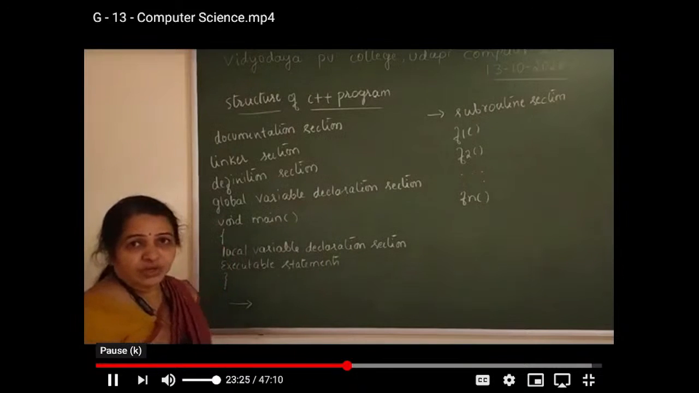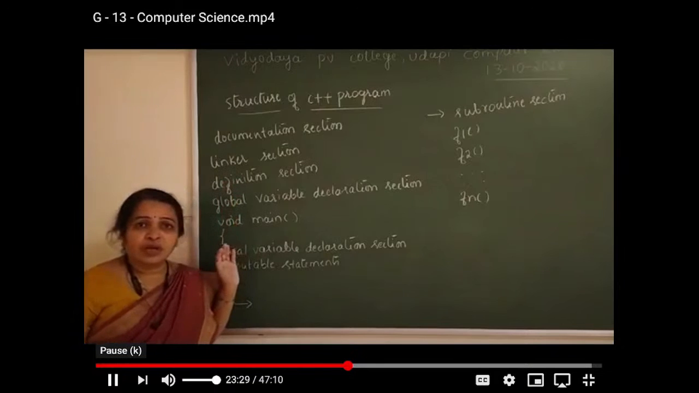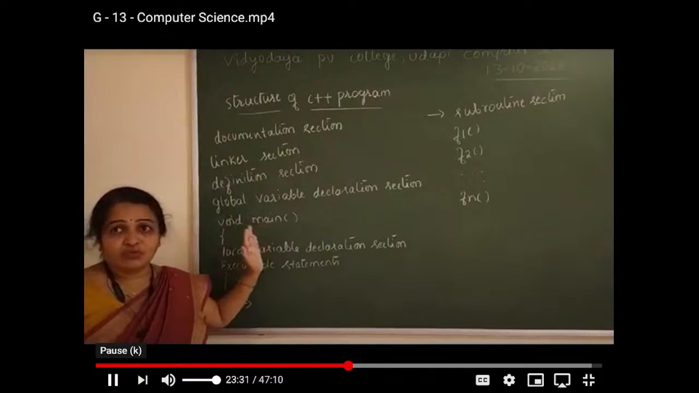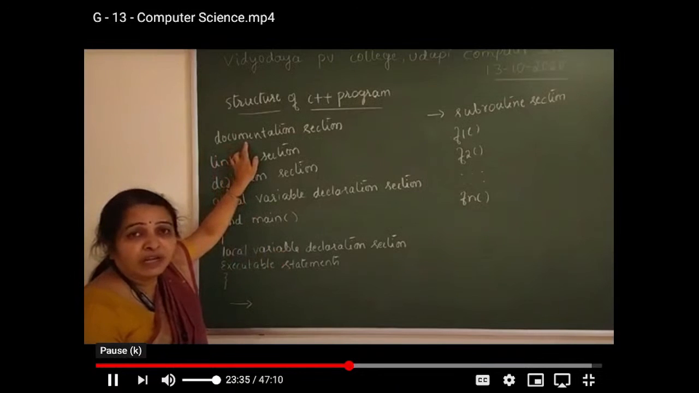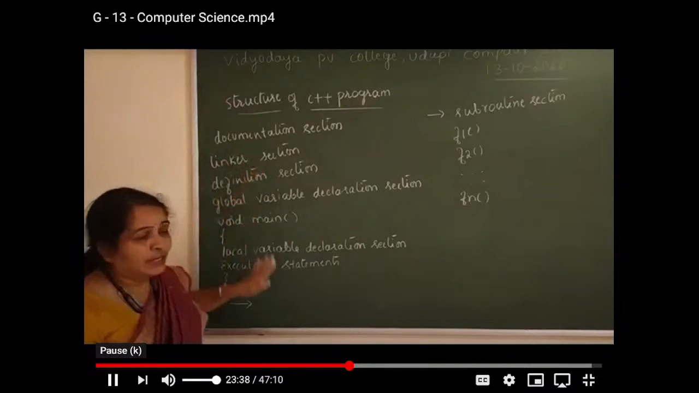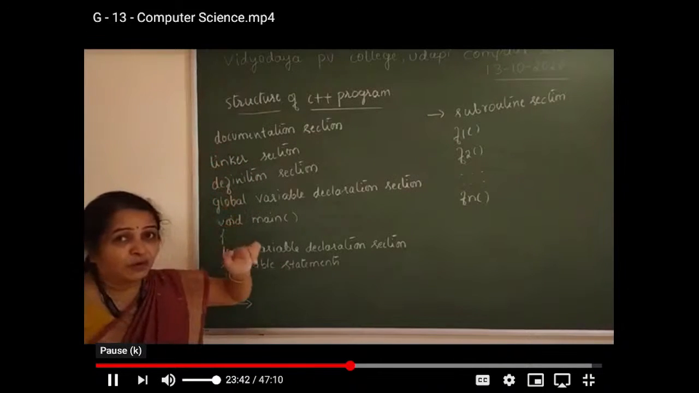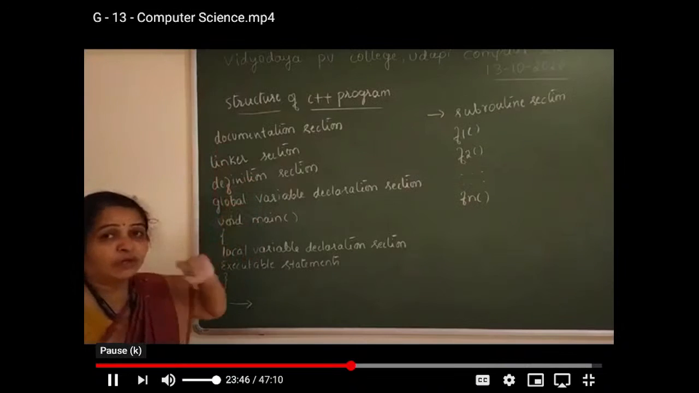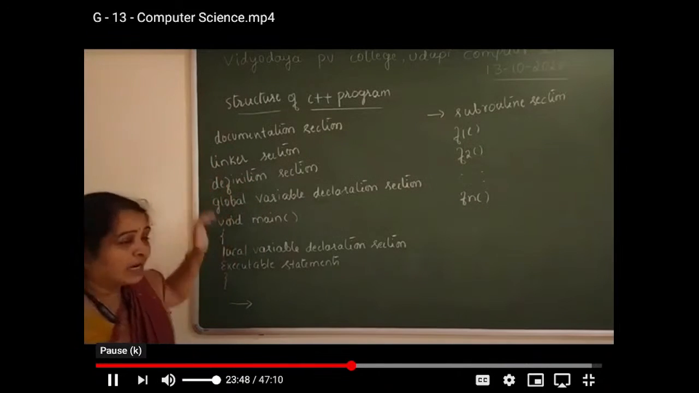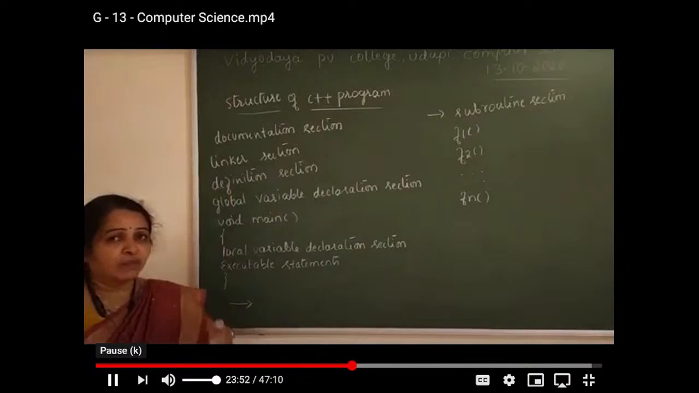Very important question. 1 mark is allotted for writing this general format. The first is the documentation section. Write it down, because I will write a program, and in that program I am going to explain which is that particular section. That is why write it down, so that you can compare with what you have written.